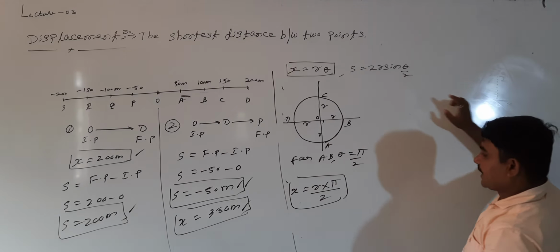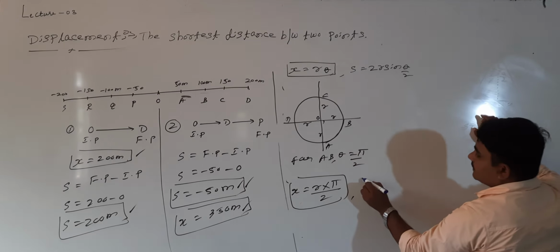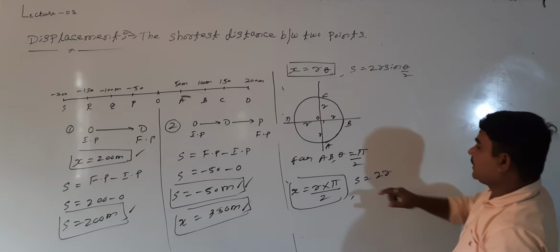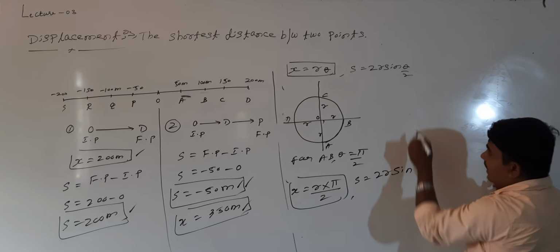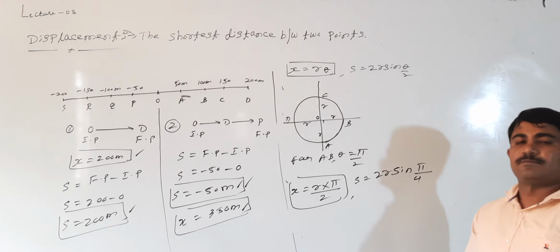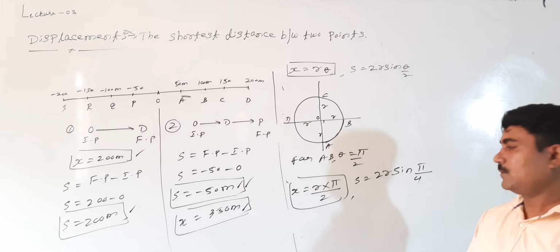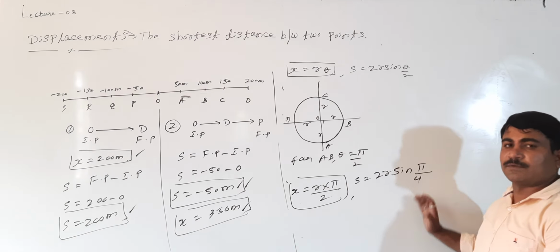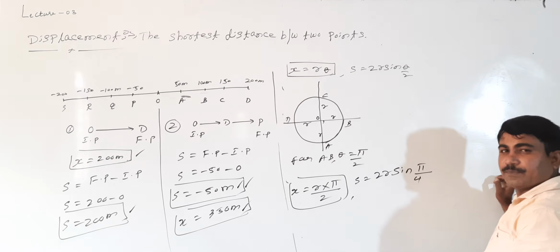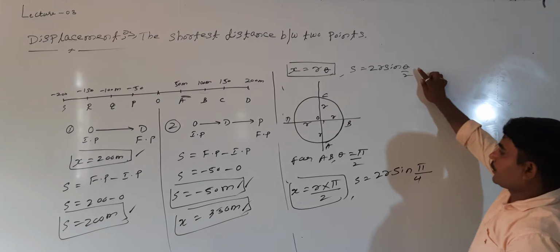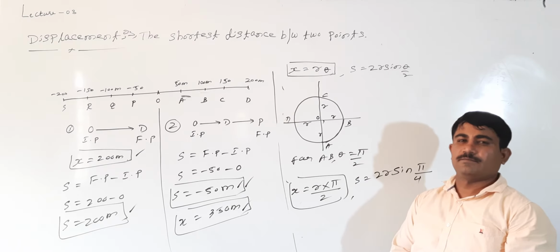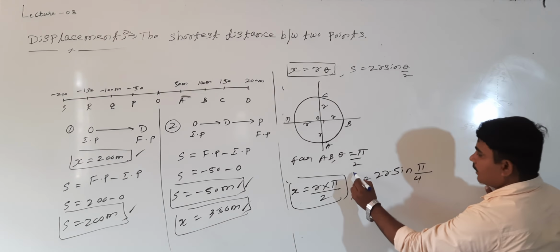Then what about the displacement here? See here, S equal to 2R sin(theta by 2). Theta means pi by 2. Already 2 is there, so pi by 2 by 2 is pi by 4. Are you following? Sin pi by 4, sin 45 degree. Right, sin 45 degree is 1 by root 2. Pi by 4 is 45 degree. Then you can calculate displacement from this.